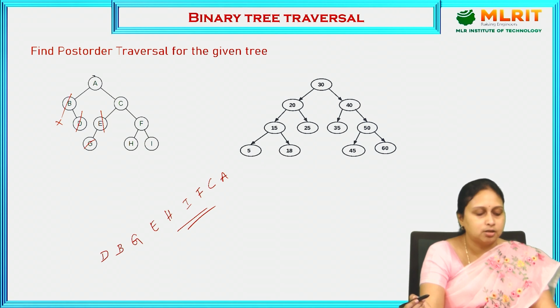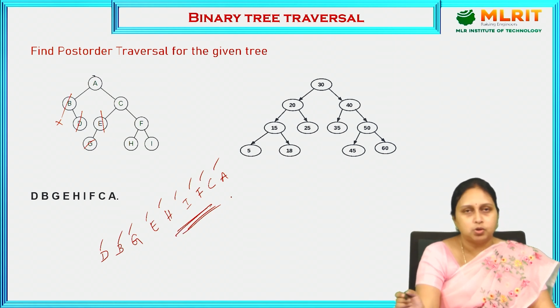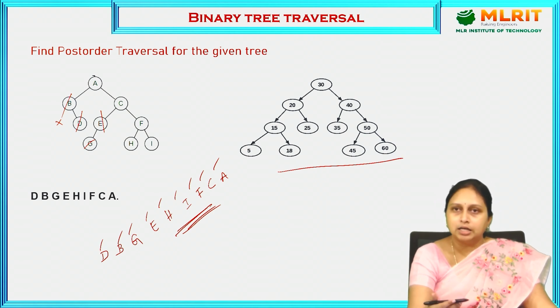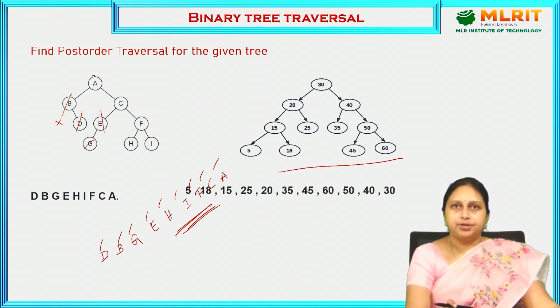Let us check whether we have represented the same or not. As D, B, G, E, H, I, F, C, A. This was the post order traversal, and you can try this example on your own in the same way. Apply the algorithm or apply this shortcut representation and you can represent the post order traversal. Yes, up to this we have completed the binary tree traversals.